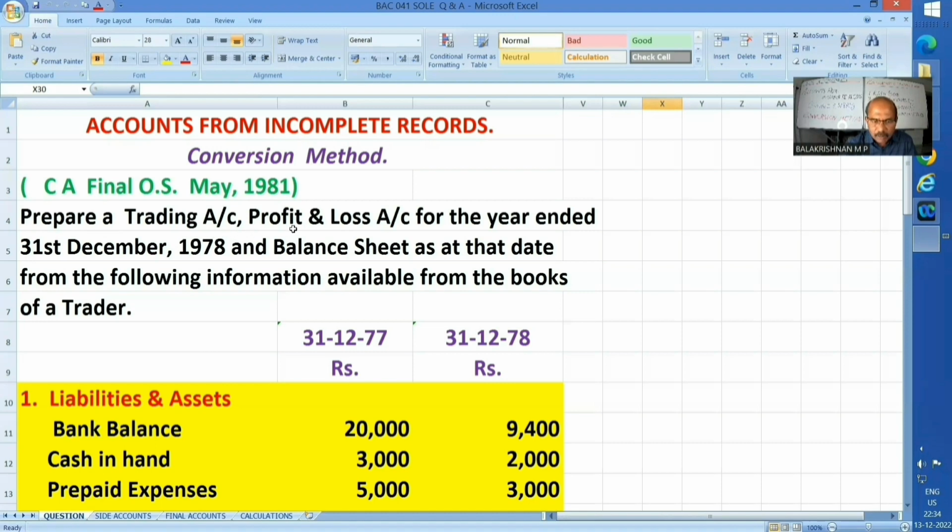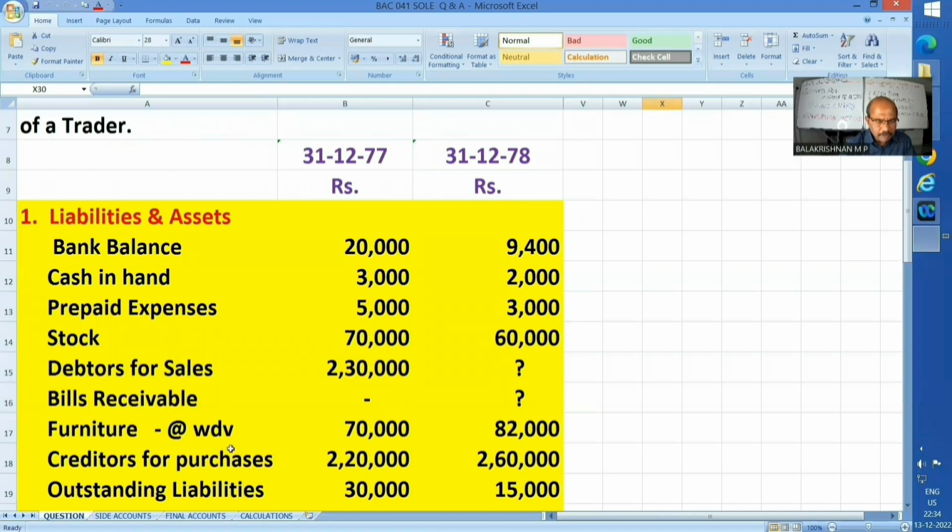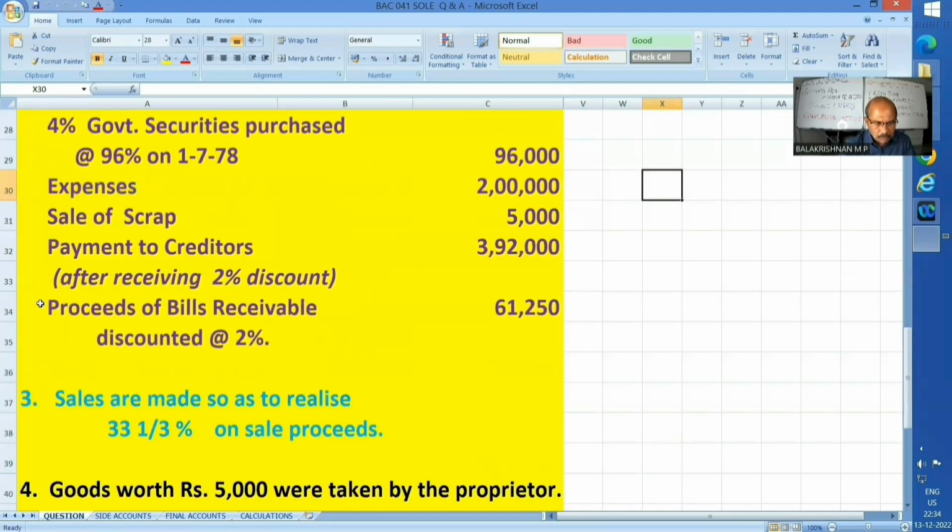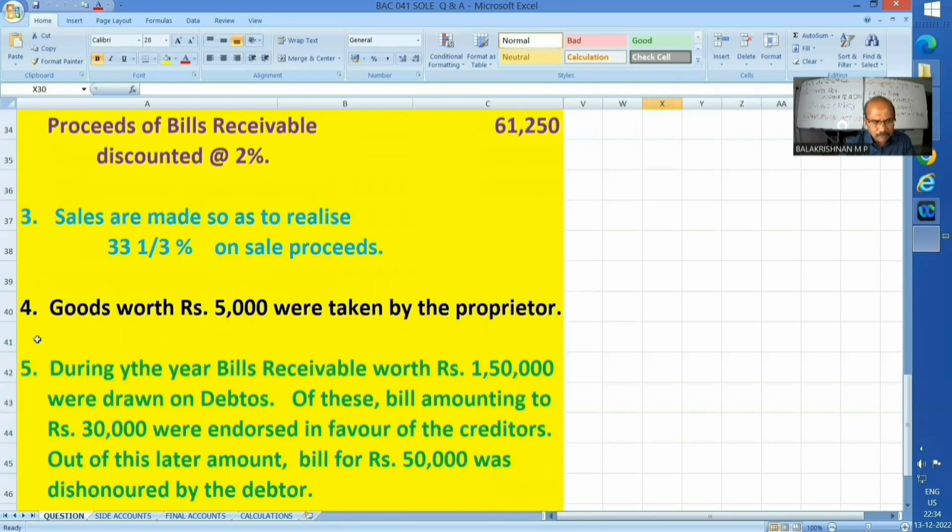Prepare a trading account, profit and loss account for the year ended 31st December 1978 and a balance sheet as at that date from the following information available from the books of a trader. 31/12/77 information, that is last year, and current year 31/12/78. Well, they have given it in several segments. Segment 1, segment 2, segment 3, segment 4, segment 5, and segment 6.